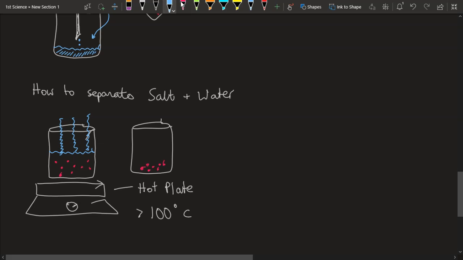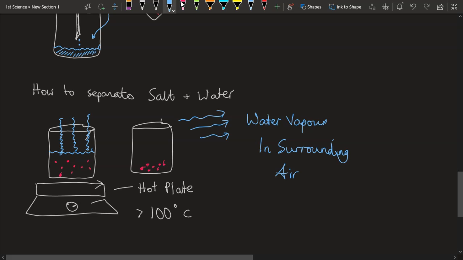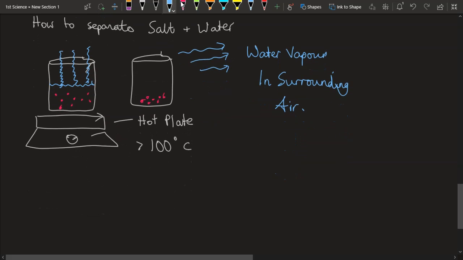Now, where's the water gone? The water, of course, has evaporated off. This now is what we call water vapor or steam, and this is now in the surrounding air. So that's how to separate salt and water. Where the problem occurs is what happens if you want to separate salt and water, but you want to keep the water. How do you keep the water at the end? And that's the next experiment we're going to have a quick look at.